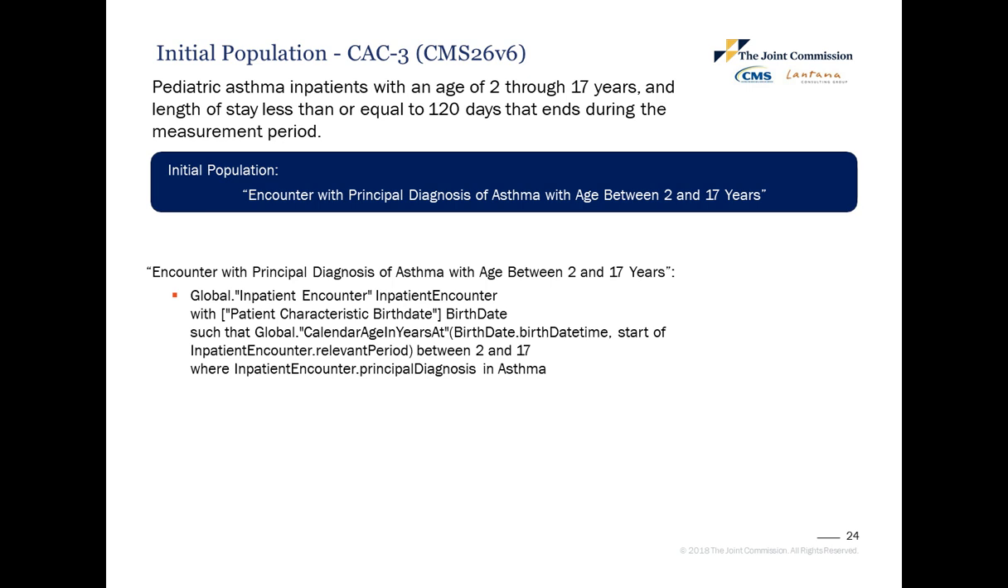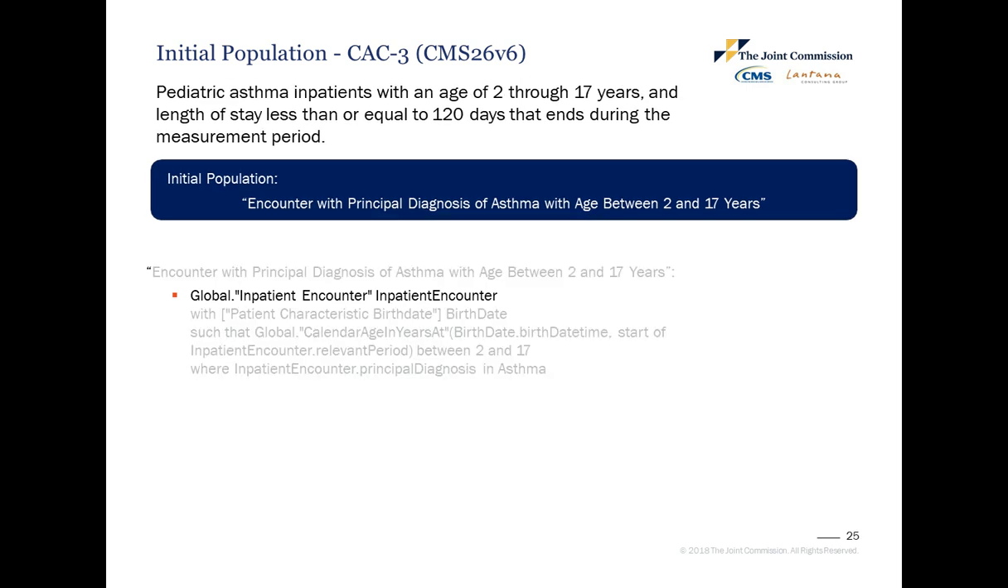The highest level definition for inpatient population is encounter with principal diagnosis of asthma with age between 2 and 17 years. Let's dissect this definition. 3 conditions must be met in order to be included in this definition. The patient must meet all requirements in the global inpatient encounter definition. More on this in a few minutes.